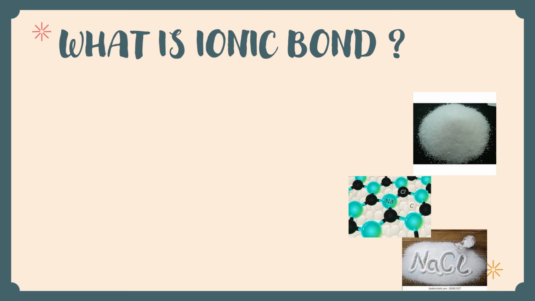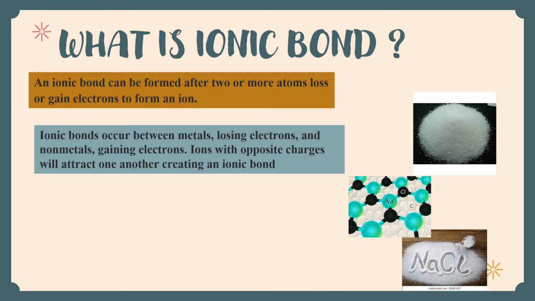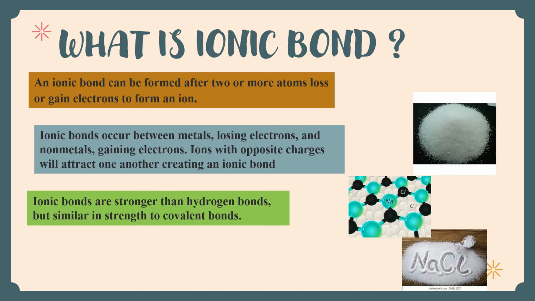Let's proceed to what an ionic bond is. An ionic bond can be formed after two or more atoms lose or gain electrons to form an ion. Ionic bonds occur between a metal losing electrons and a non-metal gaining electrons. Ions with opposite charges will attract one another, creating an ionic bond. Ionic bonds are stronger than hydrogen bonds but similar in strength to covalent bonds.